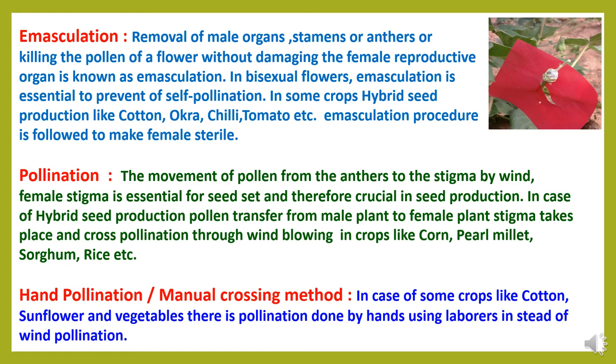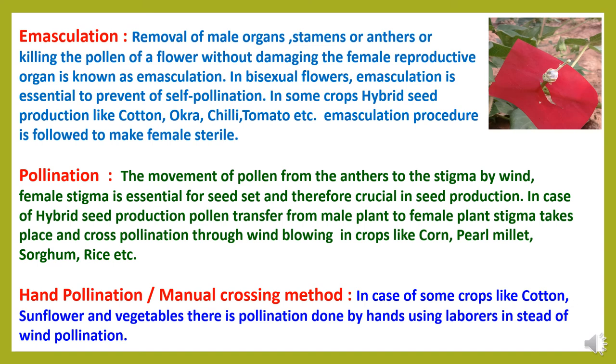Then pollination. The movement of pollen from the anthers to the stigma by wind is known as pollination. Female stigma is essential for seed set and therefore crucial in seed production. In case of hybrid seed production, pollen transfer from male plant to female plant stigma takes place and cross-pollination through wind blowing, like in crops corn, pearl millet, sorghum, rice, is taking place.